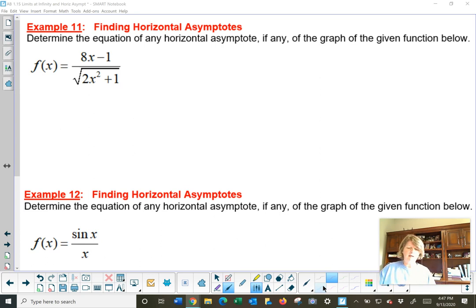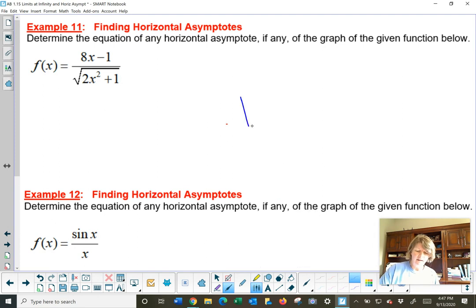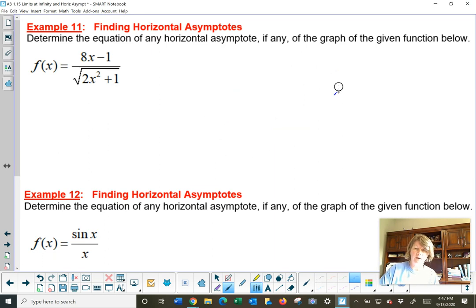Okay, continuing on with section 1.15, which is our horizontal asymptotes, we are going to start with example 11 where the last video concluded. So example 11, finding horizontal asymptotes. Determine the equation of any horizontal asymptote, if any, of the graph of the given function below.